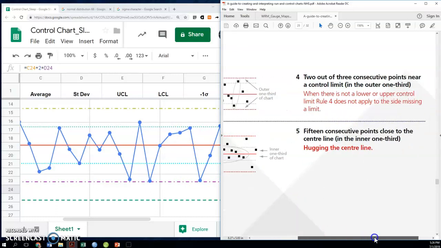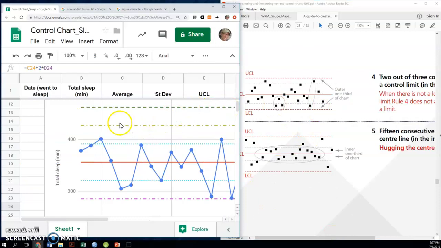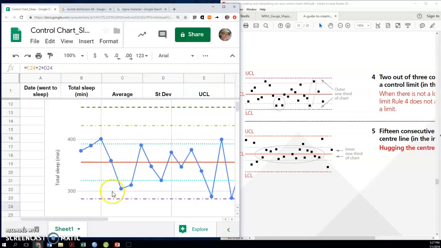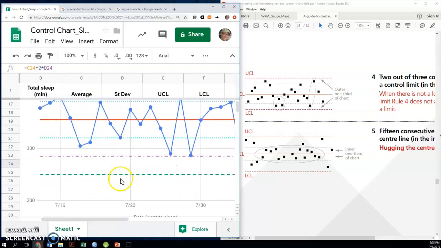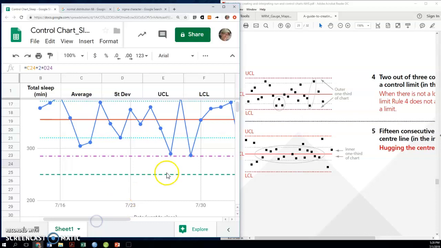2 out of 3 points near a control limit in the outer one. Okay, so I'm looking for this zone up here and this zone down here. And I don't even have any in that upper zone. And in that lower zone, I also don't have any. So I have 1 here. This is probably my closest to getting into that region right there. So 2 out of 3 I do not have.